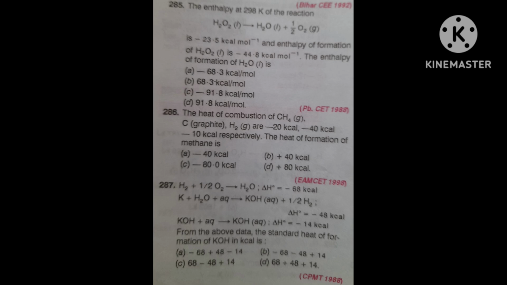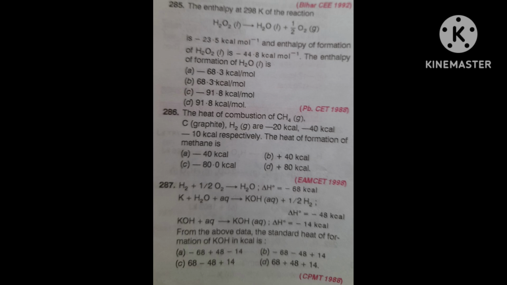See, you have to find out the heat of combustion of CH4. Combustion means what? Reaction of CH4 plus O2. In this reaction, how much heat will be evolved, that you have to calculate. CH4 plus 2O2 gives CO2 plus 2H2O. Correct? And its value is given in the question: delta H is equal to minus 20 kilocalorie. This is the first reaction.